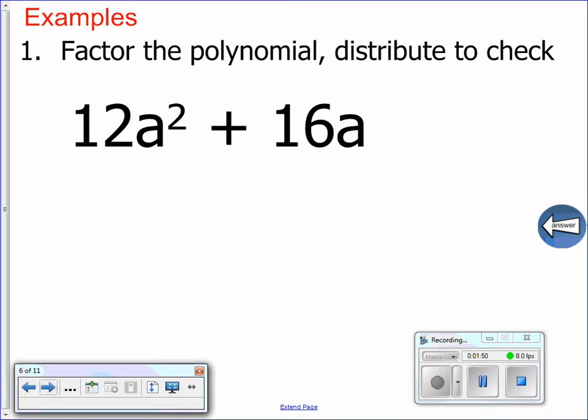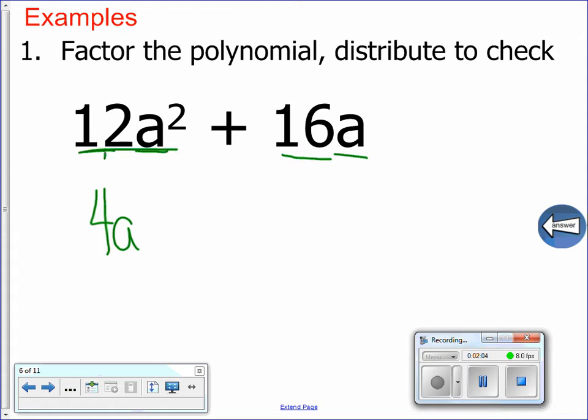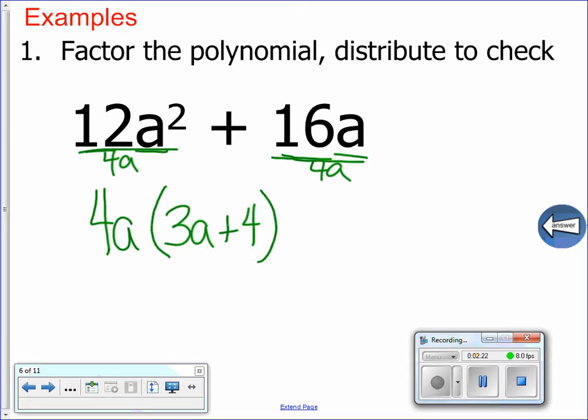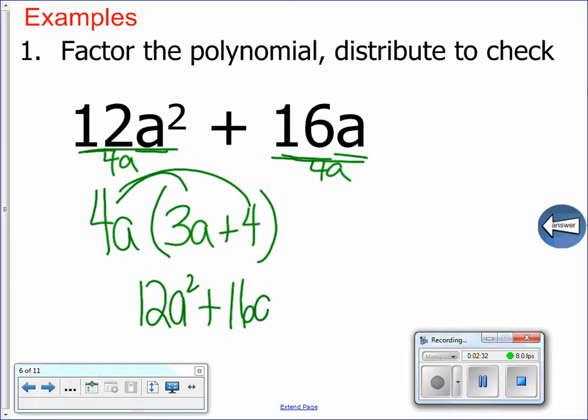So some examples. First I look at the numbers and find the GCF of 12 and 16, and that is of course 4. And then I have a squared and an a, so the GCF is a. Then I divide this by 4a and this by 4a. 12a squared divided by 4a is 3a, because when you divide you subtract. And then 16 divided by 4 is 4, and then a over a cancels out. That's my answer. To check, just do 4a times 3a, that's 12a squared, and 4a times 4 is 16a.